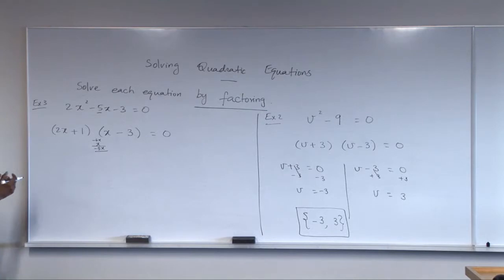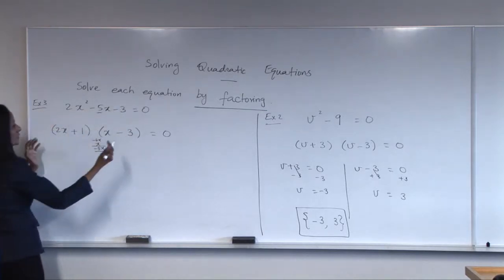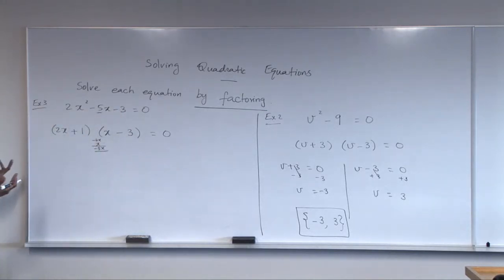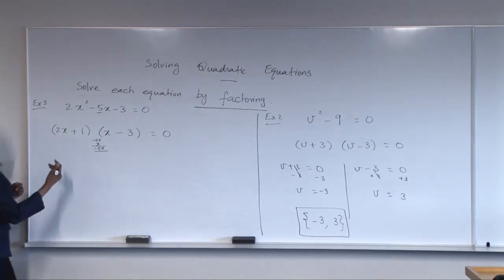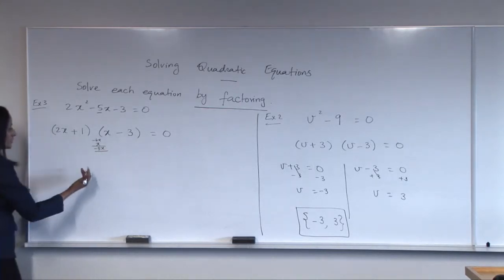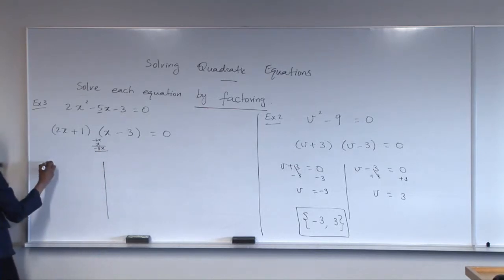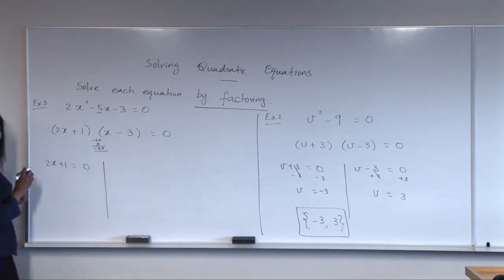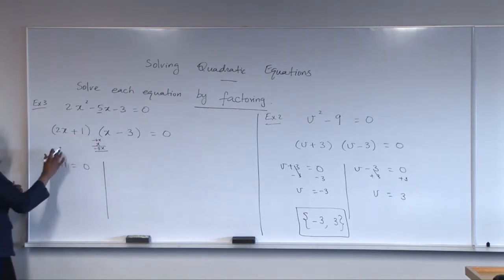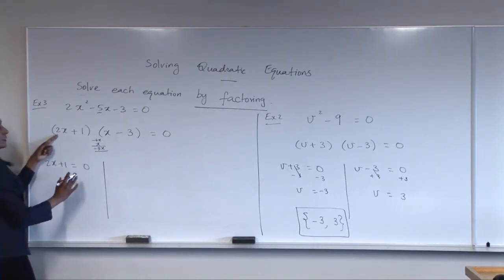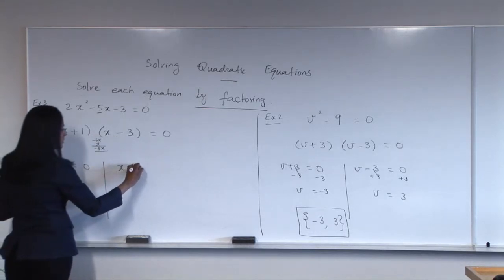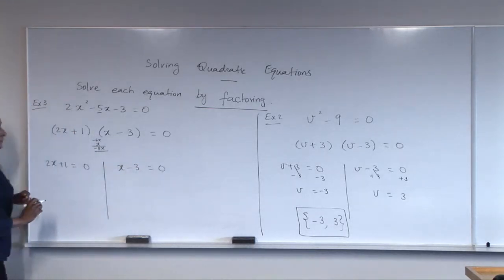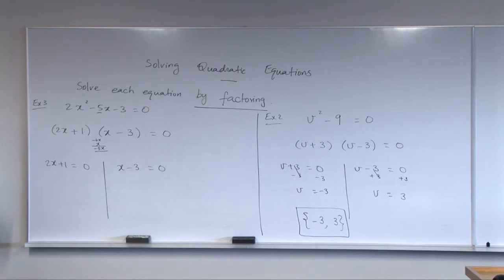So we factored this expression. So now we have to solve. Product of two factors is equal to 0. Now set each to 0 and solve. 2x plus 1 has to be equal to 0. When the product is 0, this has to be 0 or this has to be 0. Now we are good. We are solving for x.